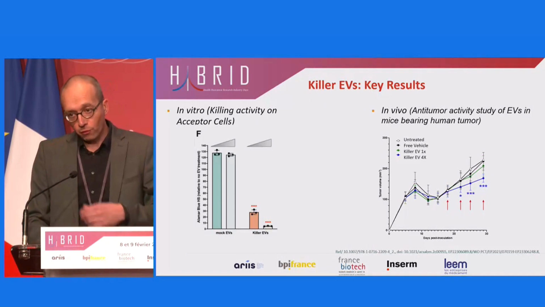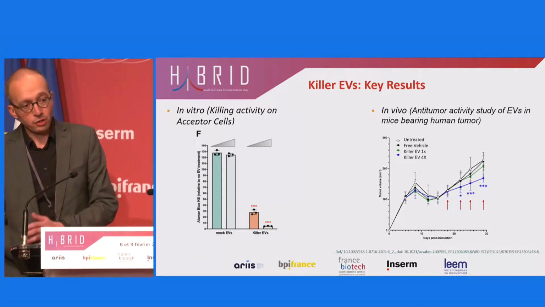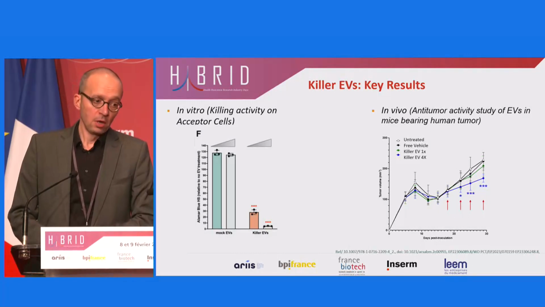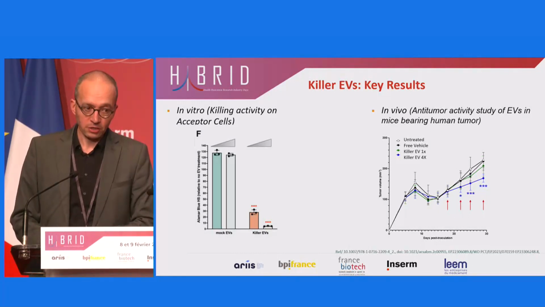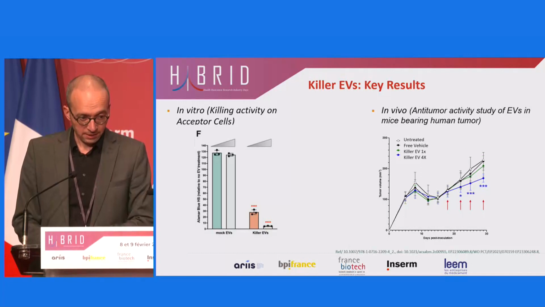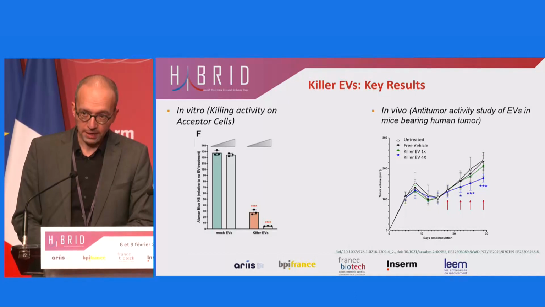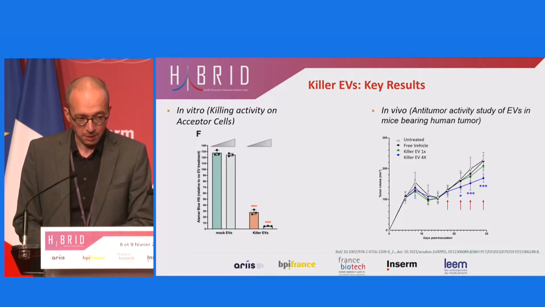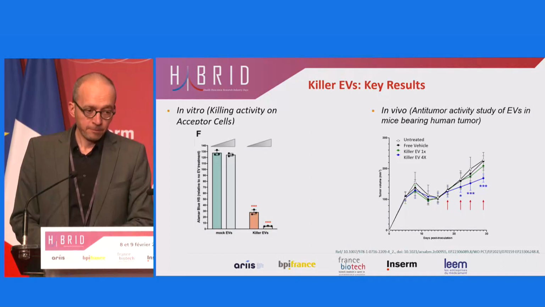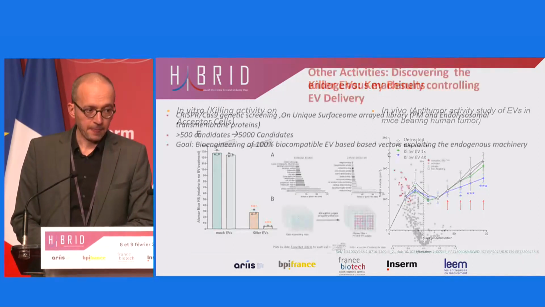And now we move forward to in vivo studies, and we just started to do in vivo validation by testing anti-tumor activities of the killer EV in mice bearing a human tumor. And as you can see here, we can see a reduction of the tumor progression, so that's the blue curve, when we do multiple injections of EVs. So that's a work in progress, and of course we need to continue to see if we can stabilize and completely inhibit the tumor growth. But I think it's promising.